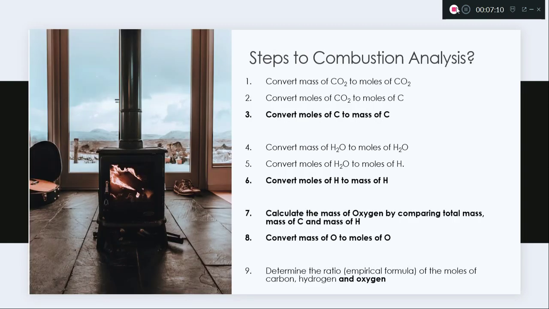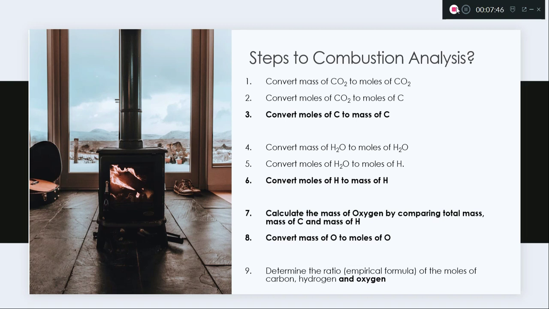What I've done is I've bolded the new steps. So you change the mass of carbon dioxide to moles. You change your moles of carbon dioxide to moles of carbon. And then, here's the tricky part. You're going to go back and take those moles of carbon and change them back to mass. Now, the reason for that is that it would tell you how much of that total mass that you started with was carbon. You're going to do the same idea with water: change the mass of water to moles of water, moles of water to moles of hydrogen, and then change your moles of hydrogen over to mass of hydrogen, not H2, mass of hydrogen, H.